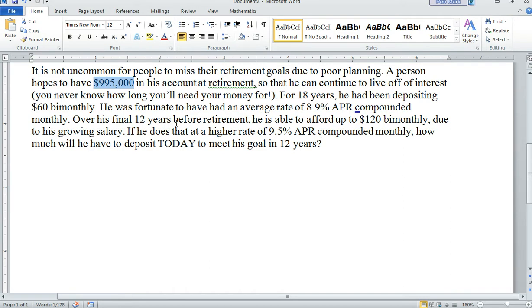For 18 years, he had been depositing $60 bi-monthly. That means twice a month. He was fortunate to have had an average rate of 8.9% APR compounded monthly. Over his final 12 years before retirement, he is able to afford up to $120 bi-monthly due to his growing salary. If he does that at a higher rate of 9.5% compounded monthly, how much will he have to deposit today to meet his goal in 12 years?